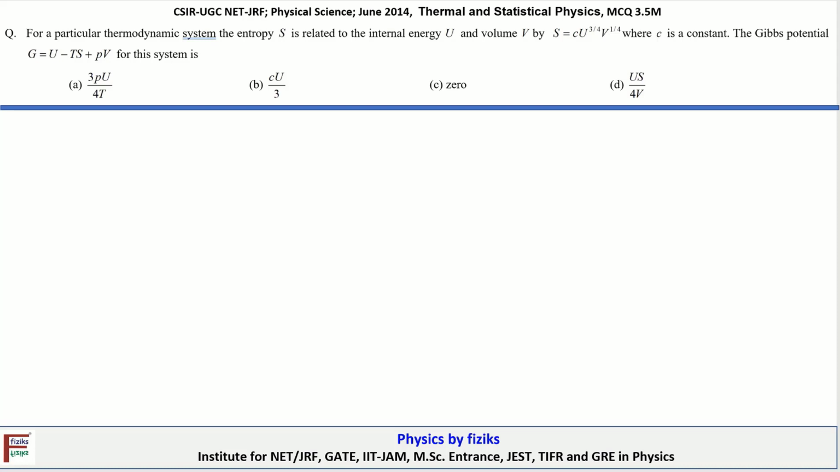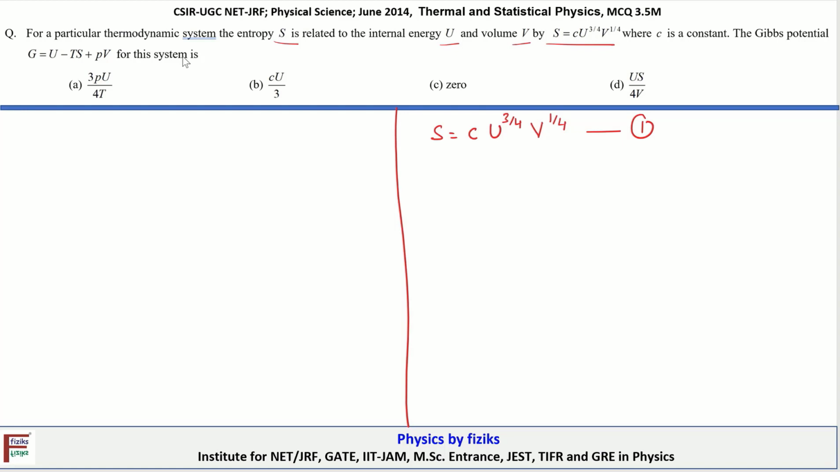So let's continue with the next problem. The statement is, for a particular thermodynamic system, the entropy S is related to the internal energy U and volume V by the relationship. So let's first write the relationship. S is equal to C U power 3 by 4 V power 1 by 4, and it's given that C is a constant here.